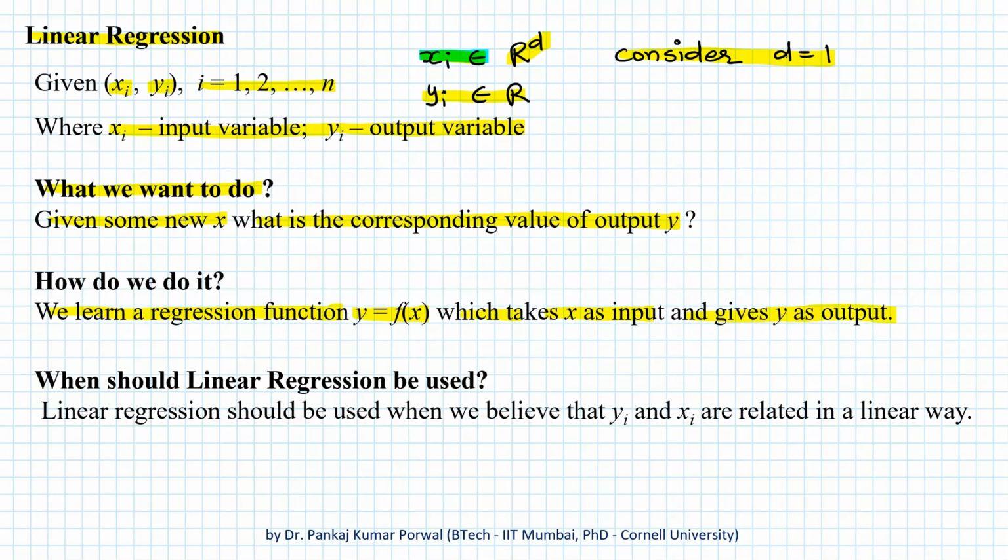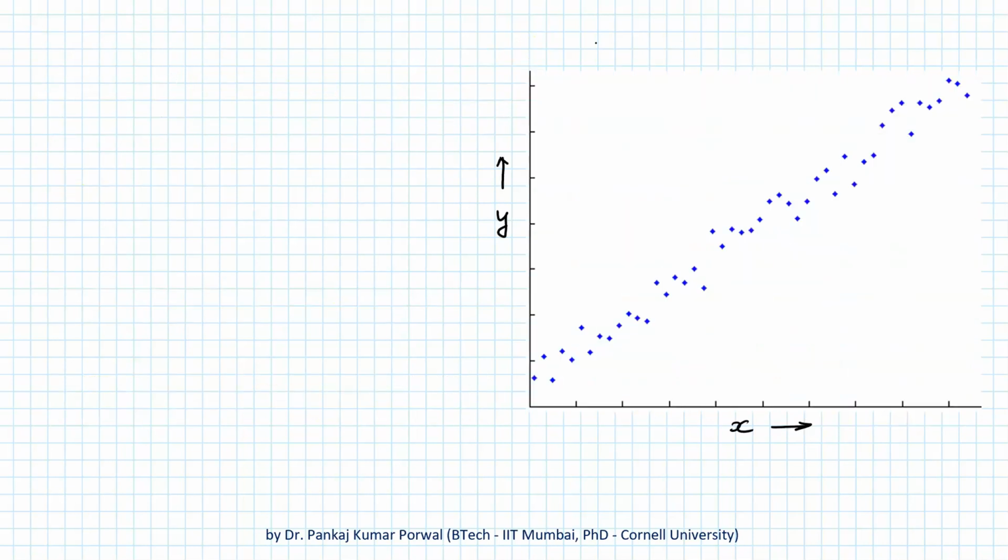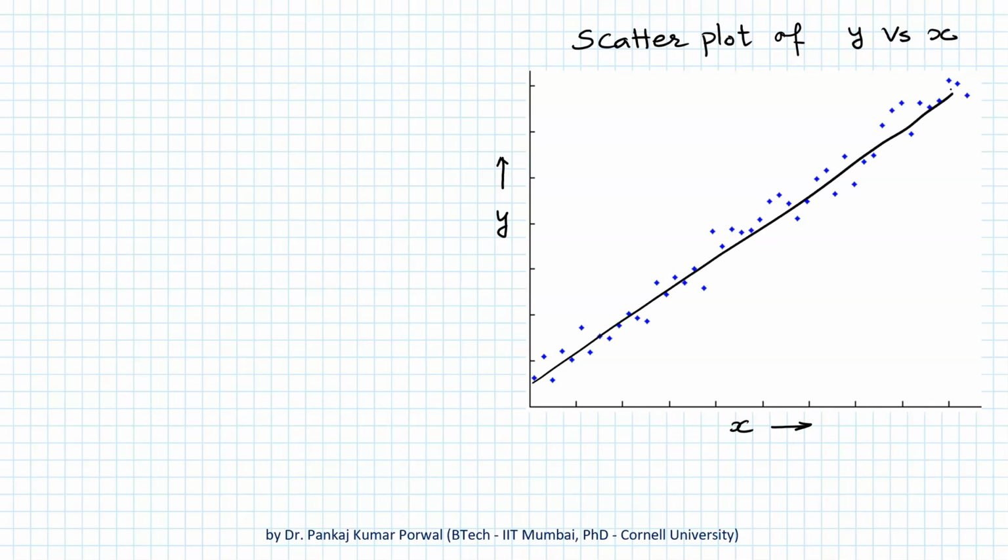So the first question that we should address is, when should we use linear regression, or what are the circumstances when linear regression will give us the best result? Linear regression should be used when we believe that yi and xi are related in a linear way. And how do we know that? We can know by plotting a scatter plot of y versus x. And if that scatter plot gives us a sense that y and x are related in a linear way, then we should go for linear regression.